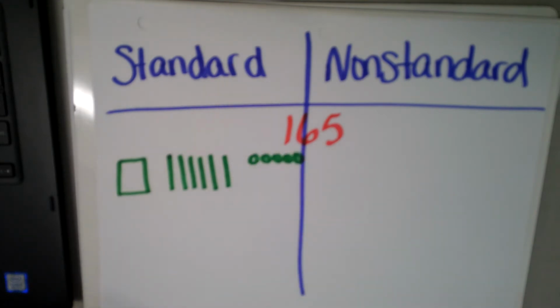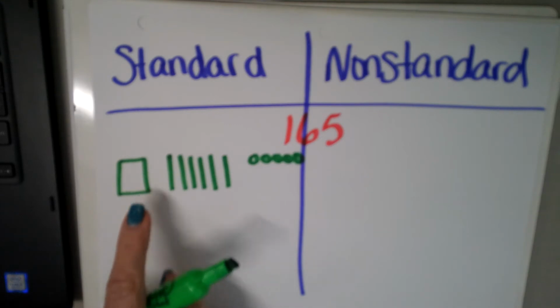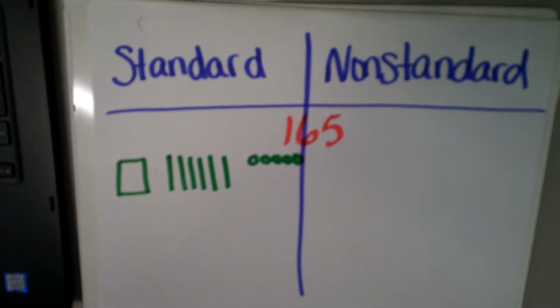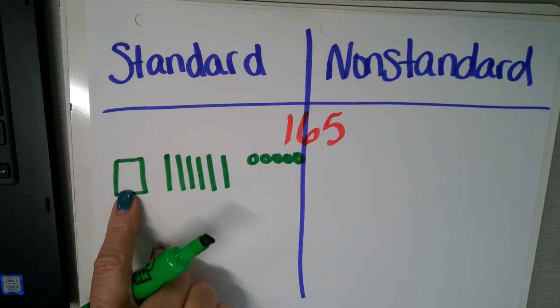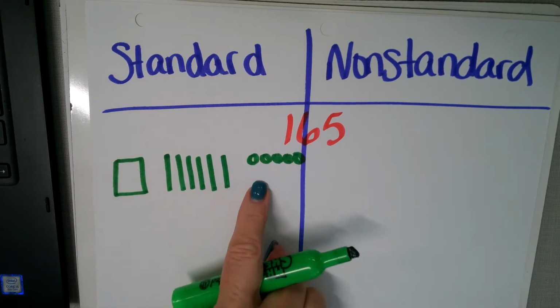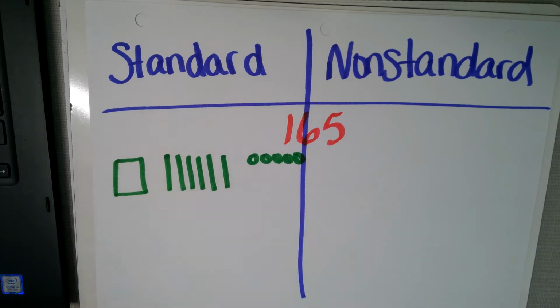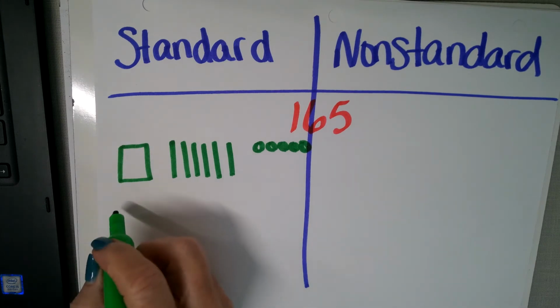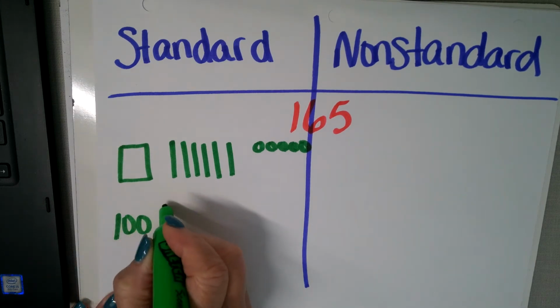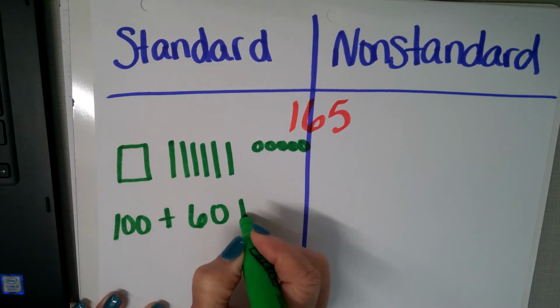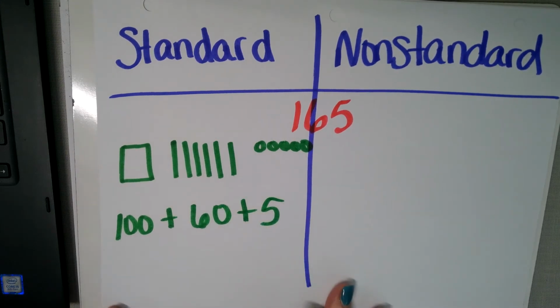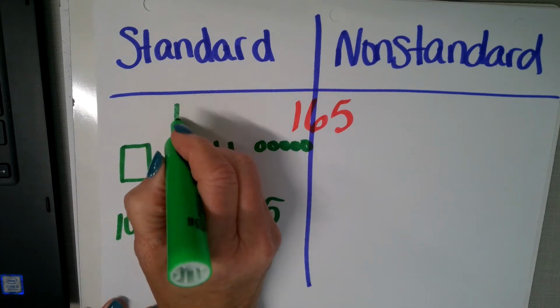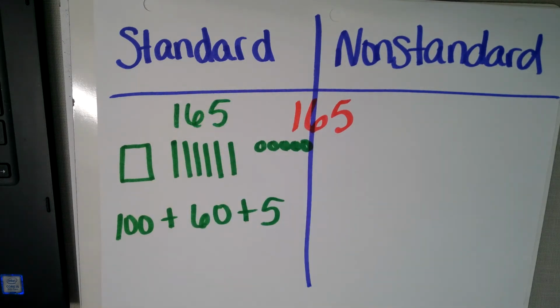When we draw our numbers, we don't want to have to draw so much. So you can just draw a square for the hundreds and a stick for the tens, and then just circles for the ones. And we always want to put them in groups of 5. Okay, so there's my 165. Now, if I write that in expanded form, it might look like this: 100 plus 60 plus 5. That's just my standard form of a number, right? 165.